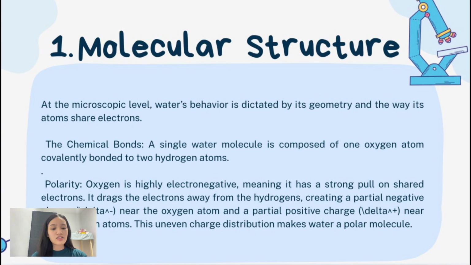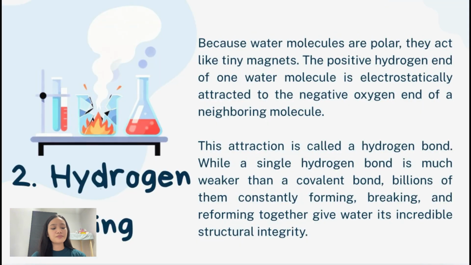It drags the electrons away from the hydrogen, creating partial negative charge near the oxygen atom and partial positive charge near the hydrogen atoms. This uneven charge distribution makes water a polar molecule. The second one is the hydrogen bonding. Because water molecules are polar, they act like tiny magnets.